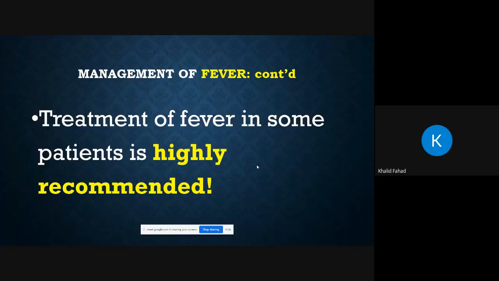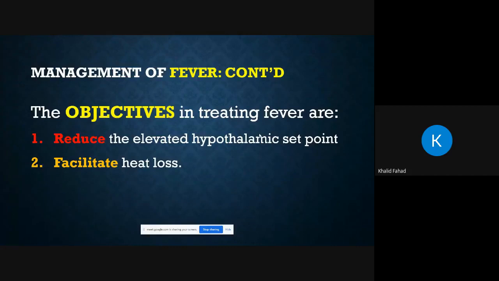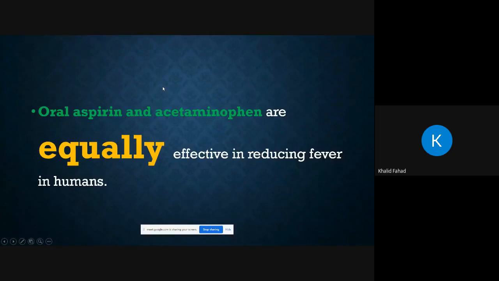Okay, we move to the next slide. The objectives in treating fever are to reduce the elevated hypothalamic set point, for example, from 39 to 37, and facilitate heat loss by excess sweat production. So what are the drugs used in the treatment of fever? We usually know aspirin and acetaminophen, other non-steroidals, and corticosteroids. These are the usual pharmacological treatments of fever.